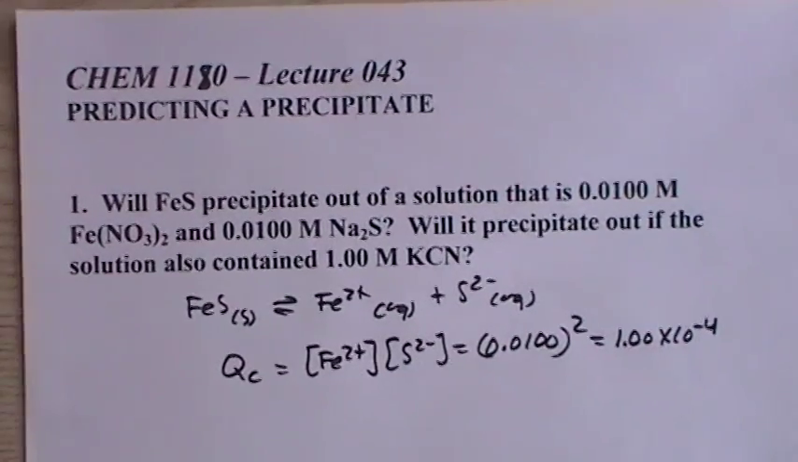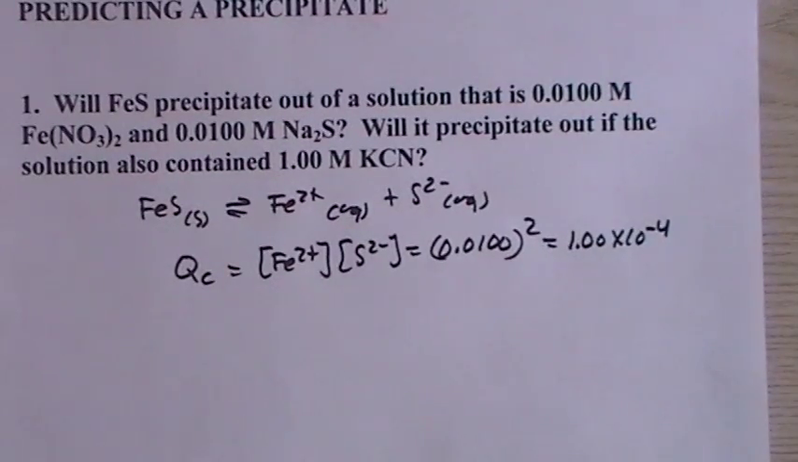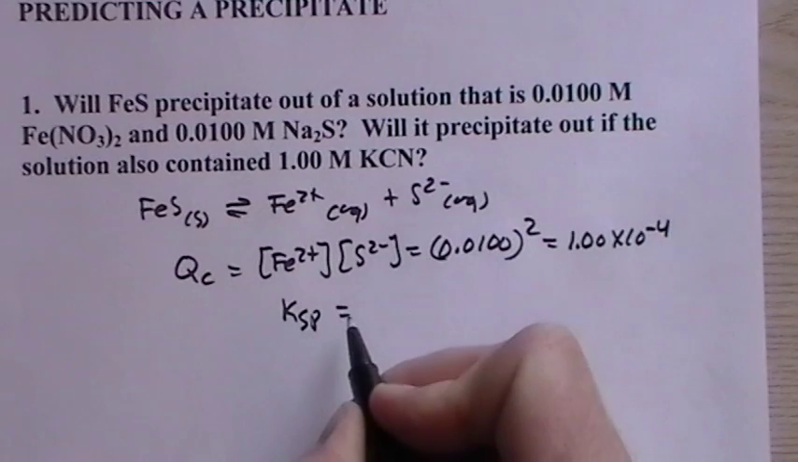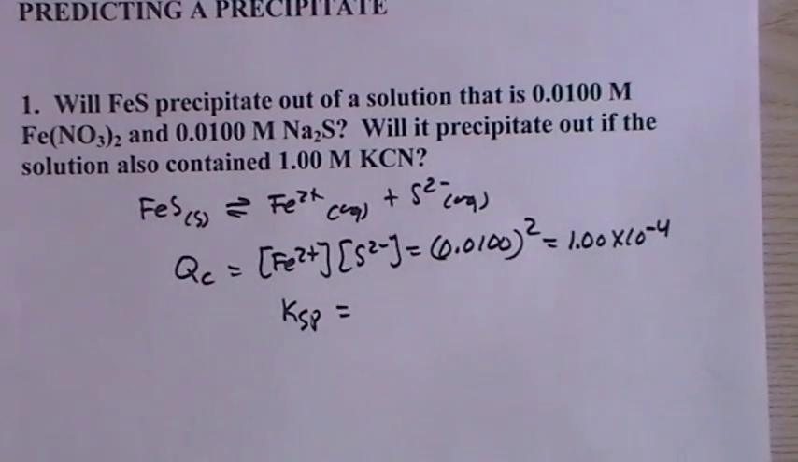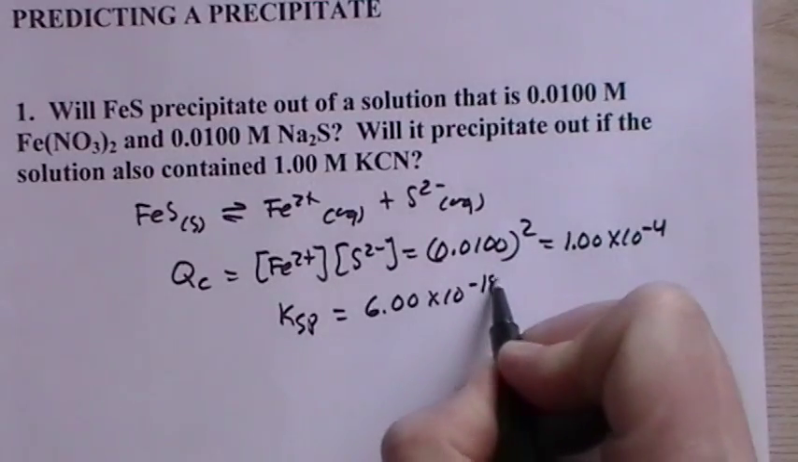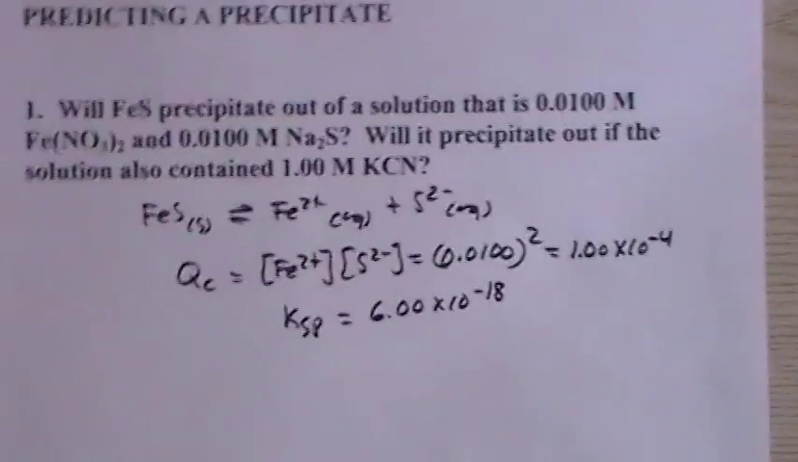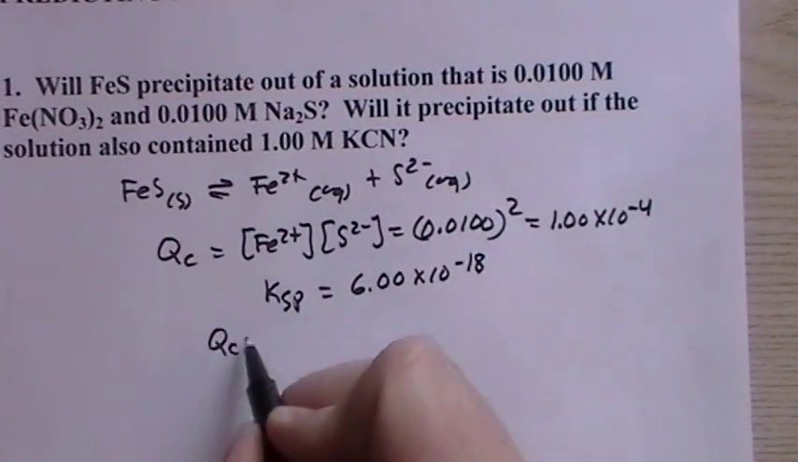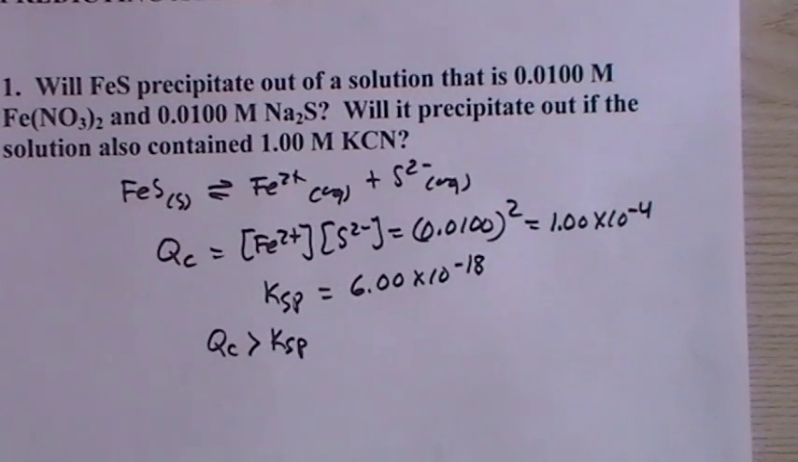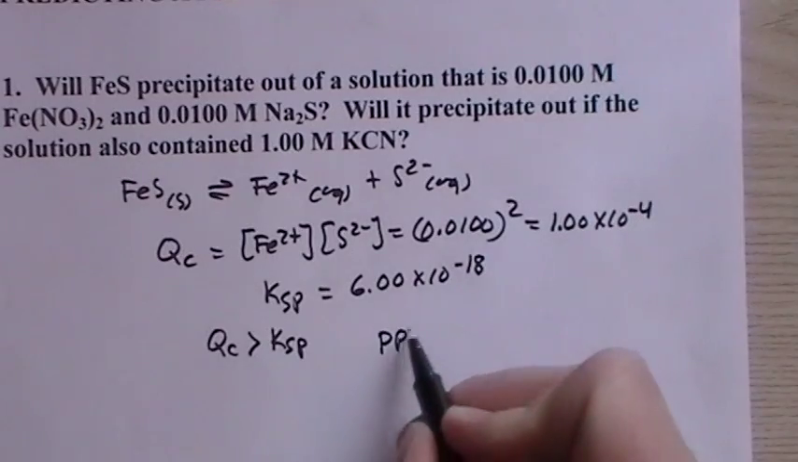I'm moving fast because this is applications of the many problems that we've done before along this line. Now the Ksp for this reaction looks like it's 6 times 10 to the minus 18. Let me double check. Iron, yep. So Qc is greater than Ksp, so we get a precipitate.